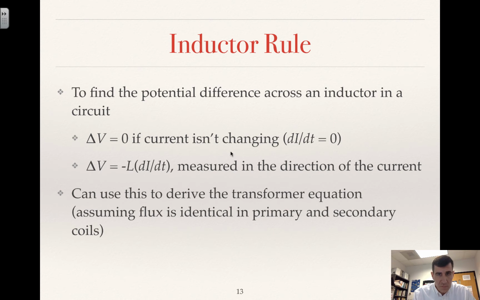And as an aside, and the book does this, you can actually use this to derive the transformer equation we talked about last chapter. Again, assuming that the flux is identical in your primary and secondary coils, and remember the transformer equation says that the potential difference across the secondary coil divided by the potential difference across the primary coil is equal to the number of turns in the secondary coil divided by the number of turns in the primary coil.